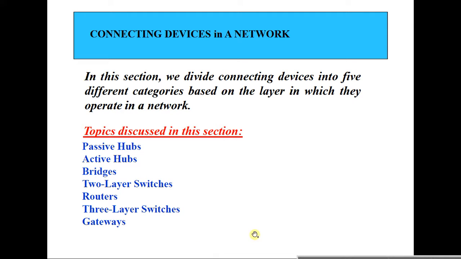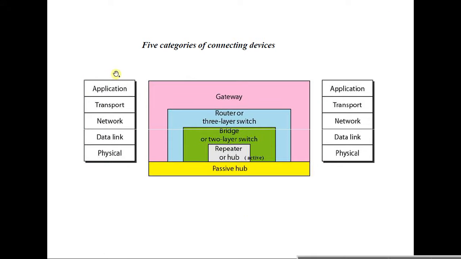gateways. Now in networking, these devices are divided, or we call categorized, based on the layer in which they operate in network. As we know, we already took the concept of the OSI model and TCP/IP model. So on which layer this particular device works, based on that we categorize these devices into a number of layers, or we call the categories. So these are the 5 categories of connecting devices in network.